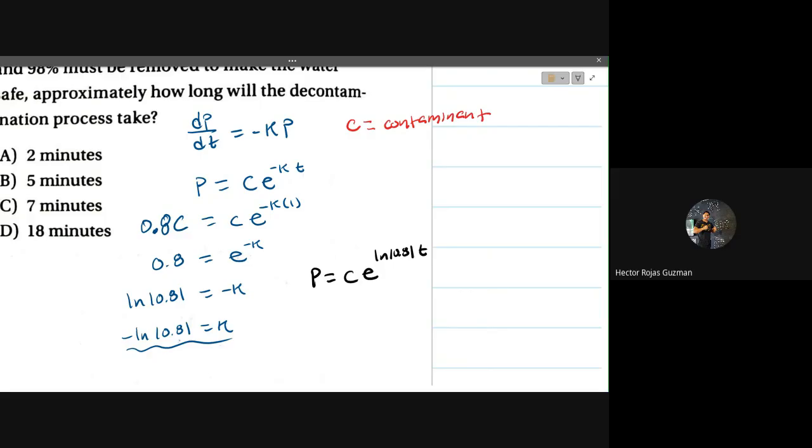So now the main question. We need to remove 98% of the contaminant, which means we have 2% left of the contaminant. How long is it going to take for us to hit that? So make your equation equal to 0.02C and solve for T. 0.02 is going to be equal to e to the natural log of 0.8 times T. These cancel each other out.